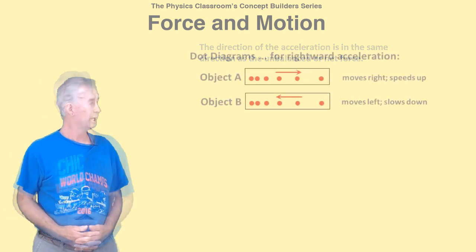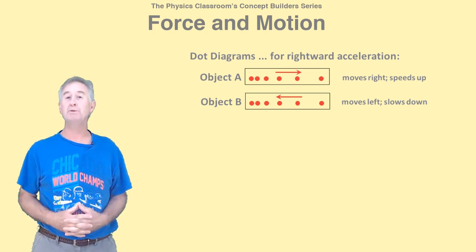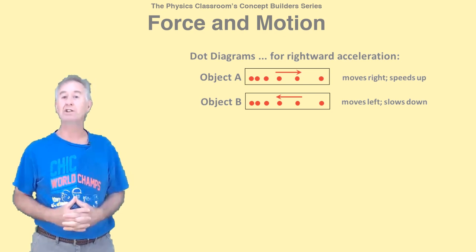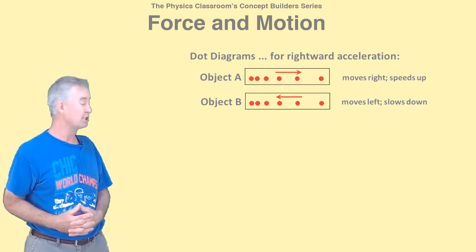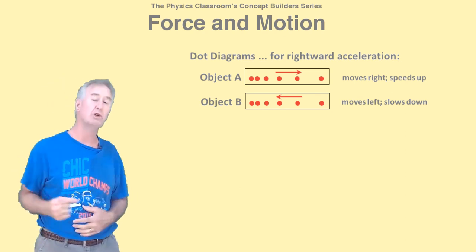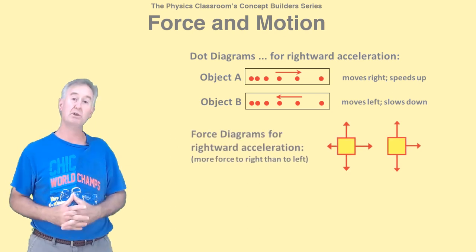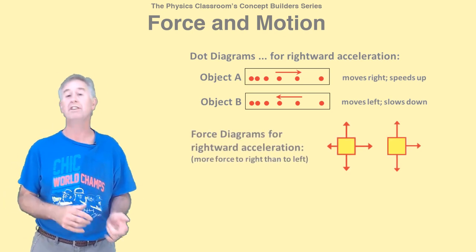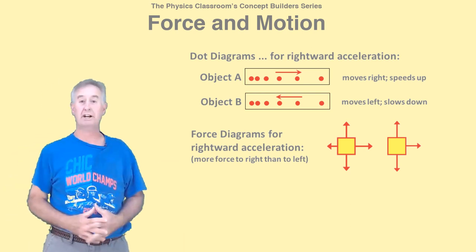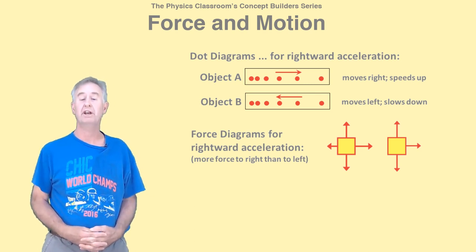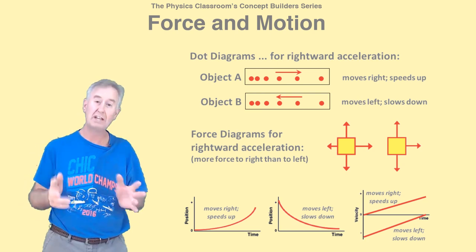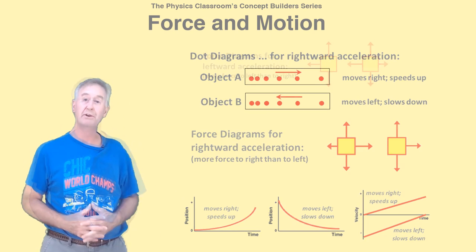Let me explain. Here's two dot diagrams, one for an object moving to the right and one for an object moving to the left. But both objects are accelerating to the right. When an object is moving to the left and getting slower, we describe its acceleration as being directed to the right. Both of these dot diagrams are consistent with more force to the right than to the left, as represented by the force diagrams. So these force diagrams are representative of a rightward acceleration and can be represented by any of these kinematic descriptions, since each description represents a rightward acceleration.